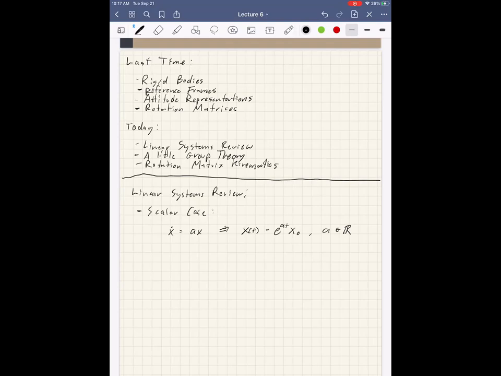Okay, so the implications for what we talked about last time: if a is positive, then e to the at goes to infinity as t increases, and this is unstable. That's the story we had before. And if a is negative, e to the at goes to 0, and we call this stable. So that's super simple. Everyone knows this.